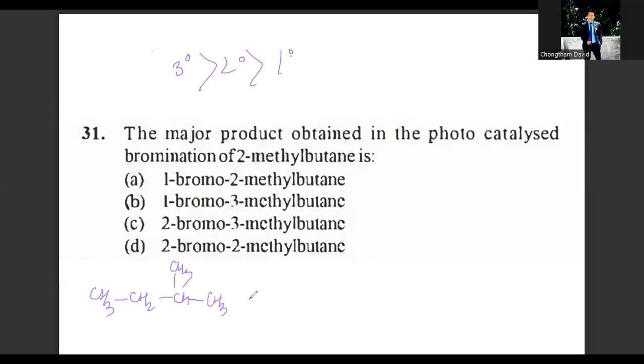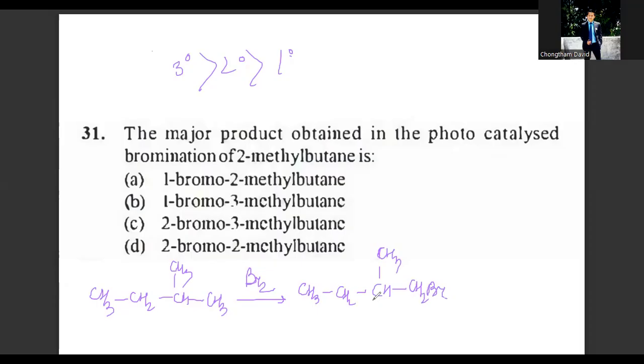This is your 2-methylbutane. When this is made to undergo bromination reaction, it gives you two products. Minor product will be this one. How to name this compound? We can name this as 1-bromo-2-methylbutane. This is the minor product.